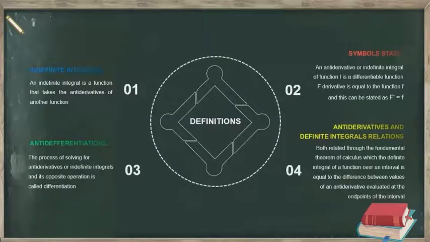Indefinite integral can be defined as a function that takes the antiderivative of another function. An antiderivative or indefinite integral of a function f is a differentiable function F whose derivative is equal to the function f, or this can be symbolically stated as F prime equals the original function f. The process of solving for the antiderivative or indefinite integral is known as antidifferentiation, while its opposite operation is called differentiation.